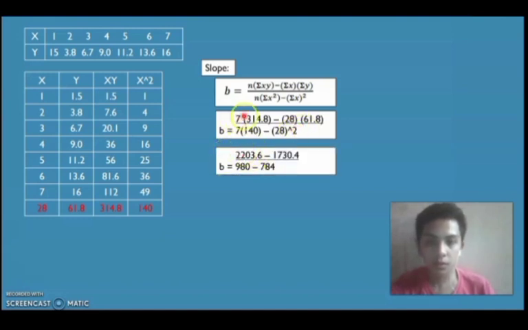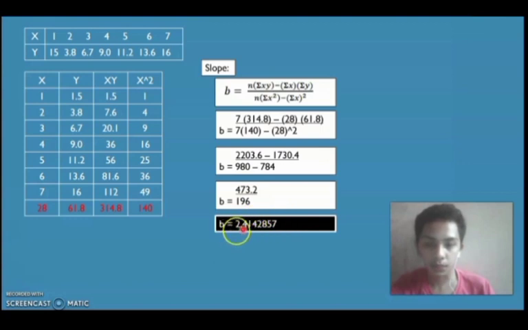This is the product of 7 and this, and this is the product of this, and we also have the product of 7 multiplied by 140, and the product of multiplying 28 by itself. Now we are going to subtract. We subtract this, and we have 473.2, and we subtract this, we have 196, and this is the answer, 2.4122857.